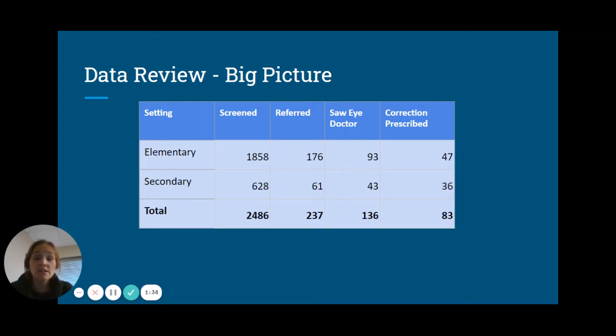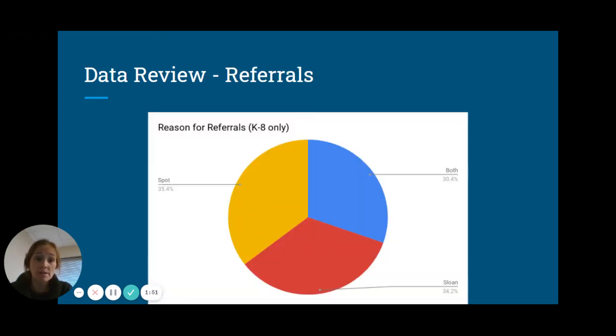So for the K-8 students in public schools, we screened close to 2,500 students, and about 1 in 10, or 237 students, were referred. 136 students, or 57% of those referred, saw an eye doctor, and 83 students, or 61% of the students who saw an eye doctor, were prescribed glasses.